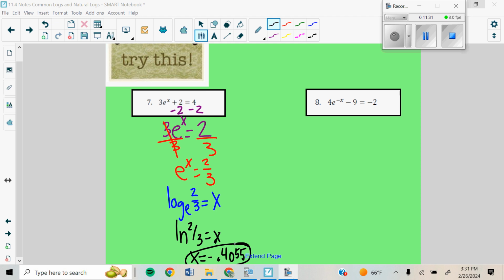All right, so take a look here. The first thing we want to do is subtract 7 over that 2 to both sides, so we get 3e^x equals 2. So we're going to divide both sides by 3. Now it's in exponential form: e^x equals 2/3.